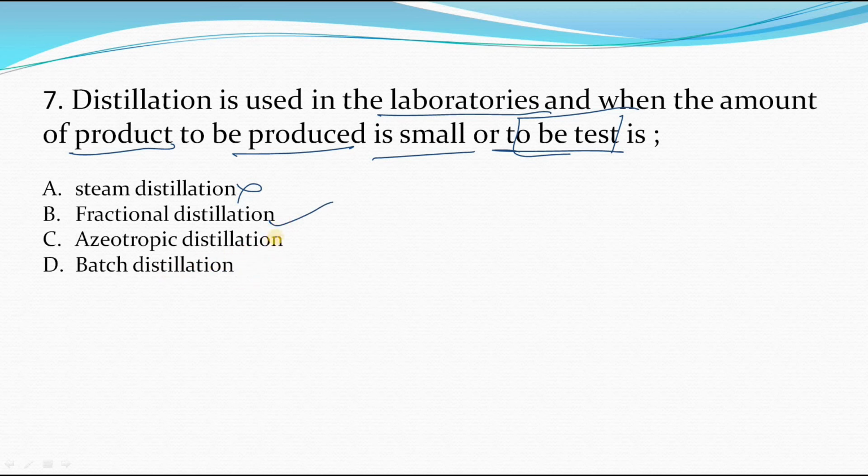Now azeotropic distillation, as I told you in the 6th MCQ, is used where ordinary or simple distillation cannot be used. So this option is not right. Now batch distillation is the right answer, because there is a time limit, and whenever we have to deal with a small quantity and test or separate a material, we use batch distillation, right?